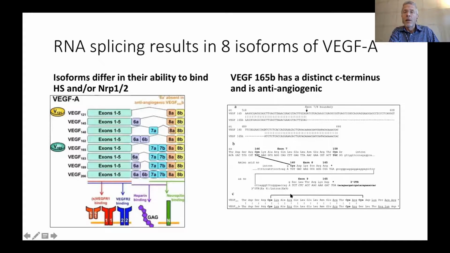The difference in the C terminus is obviously a different amino acid sequence there, but nobody's been able to demonstrate how that difference in the C terminus alters the biochemical functions of VEGF, its ability to activate its receptor, and how this molecule, the 165b isoform of VEGF, is anti-angiogenic remains a mystery.